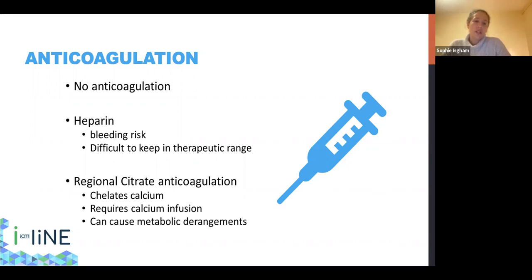So another option is using regional citrate anticoagulation, where within the dialysis machine, citrate is added, which chelates calcium, which is used in the clotting cascade. Issues with this are that it can reduce calcium, and therefore at some point you may need to add calcium back in. Can also cause metabolic derangements. So the nurses will monitor this, do repeat gases, and you'll be informed when the calcium drops.